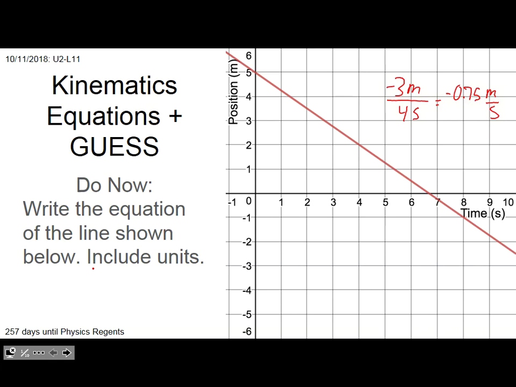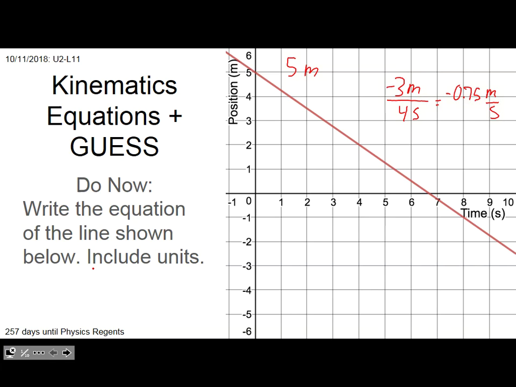Okay, so that is the slope. What about the y-intercept? What should the y-intercept be for this graph? Okay, so it's 5, but 5 what? Meters. Okay, how is this different from yesterday's example? Marilla, how is it different?